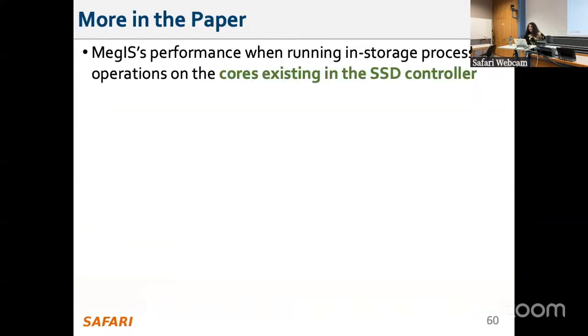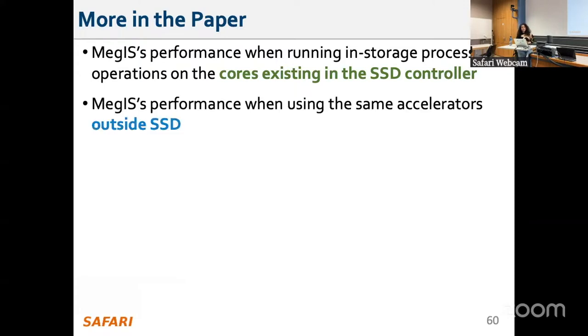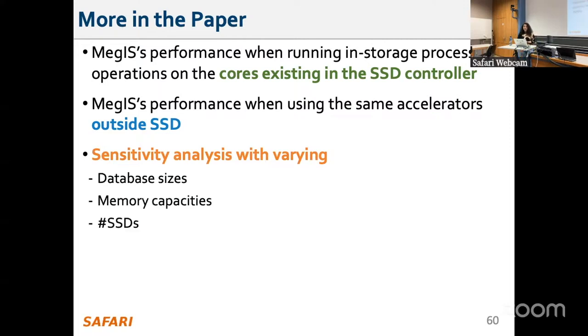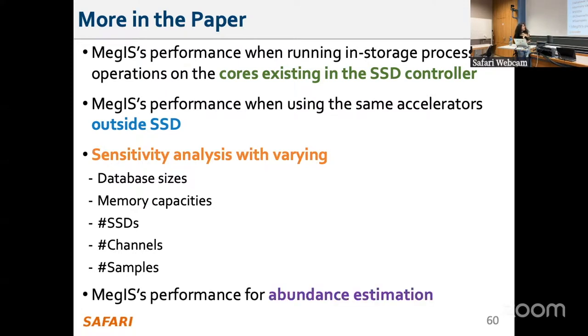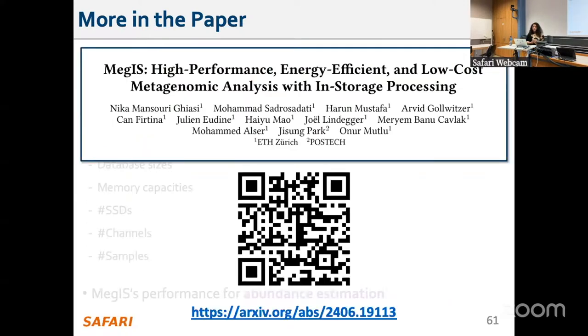So there are many more results in the paper, like how would the performance look like if we rely on existing cores that are on the SSD controller, and how would all of this work if we had the same designs and optimizations but outside the SSD? So what's the significance of having this inside the SSD, right? Because we had a lot of hardware optimizations and software optimizations, and some things were also executed inside the SSD. So what's the exact benefit of all of these optimizations? So we clearly talk about it by showing more fine-grained results in the paper. There are a lot of sensitivity analyses, varying database sizes, memory capacity, number of SSDs, number of SSD channels, number of samples being analyzed at once. And for the other task, the abundance estimation, that is in the paper. Please check if you're interested.